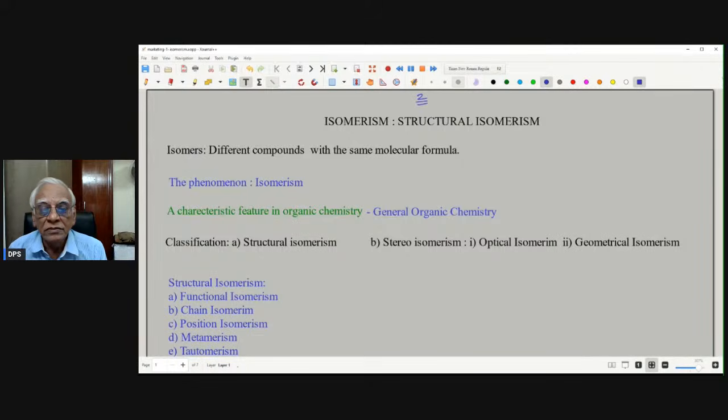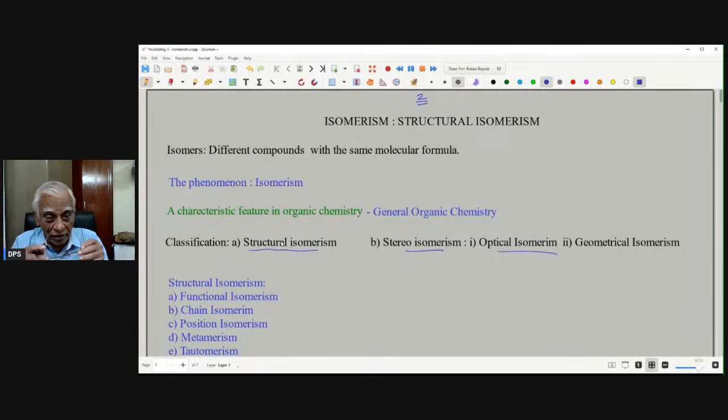Isomerism has two types, structural isomerism and stereoisomerism. Stereoisomerism is much bigger than structural; it deals with optical isomerism and geometrical isomerism, the more important, advanced level of isomerism. But today we are going to concentrate only on structural isomerism.